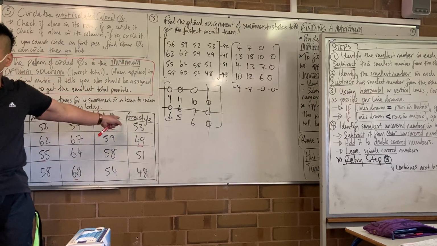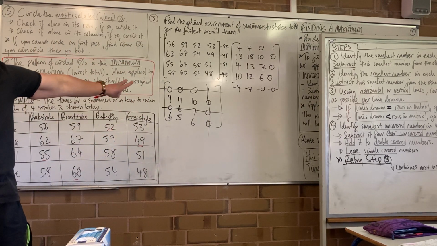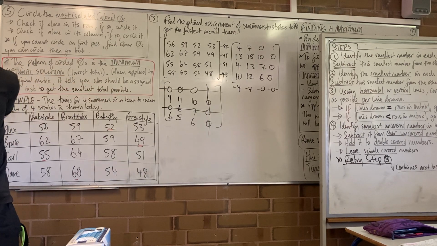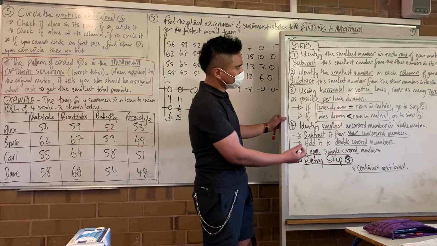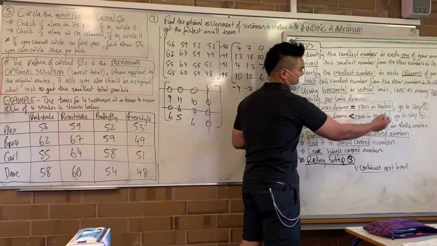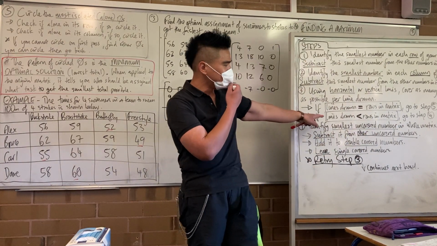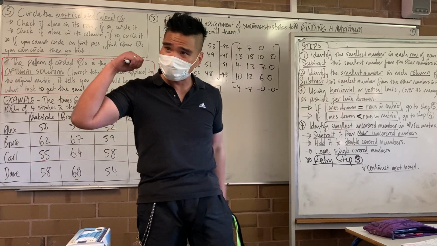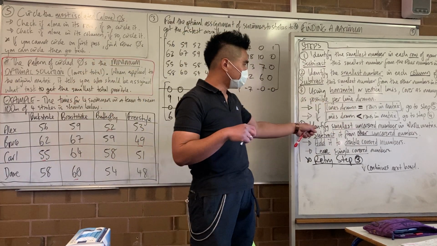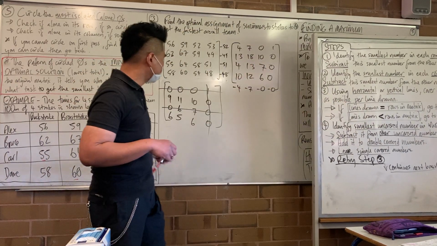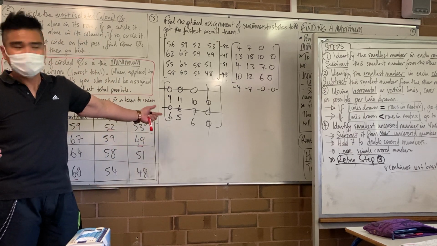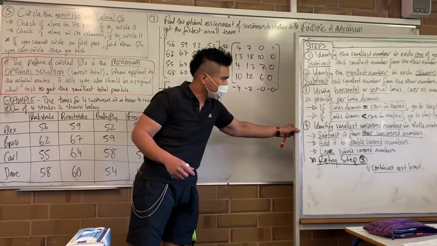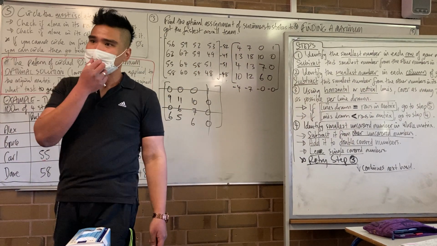How many lines did that take? Are there any zeros left that I haven't covered up? No. How many lines did that take? 3. If the lines drawn is equal to the rows, we go to step 5. If the lines drawn is less, which is what we've got here, we need to go to step 4. How many rows do we have? 4. How many lines did I take? 3. So I need to do step 4.